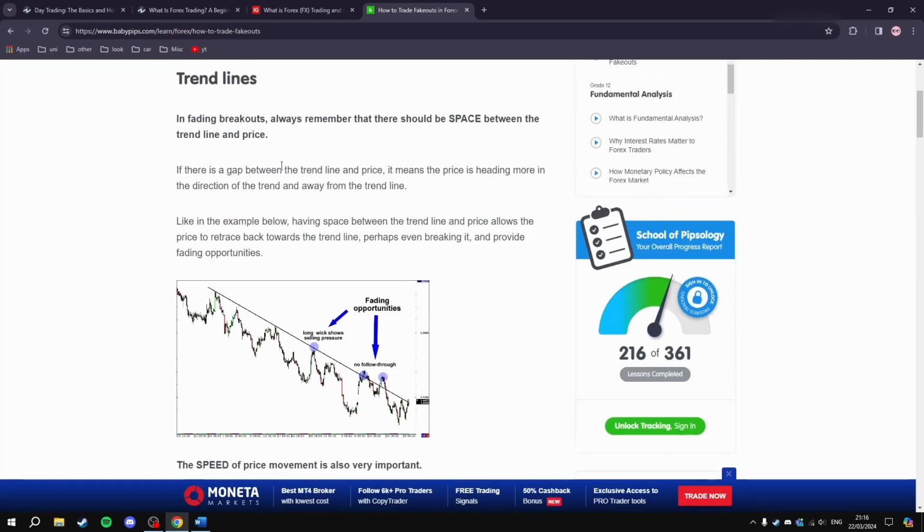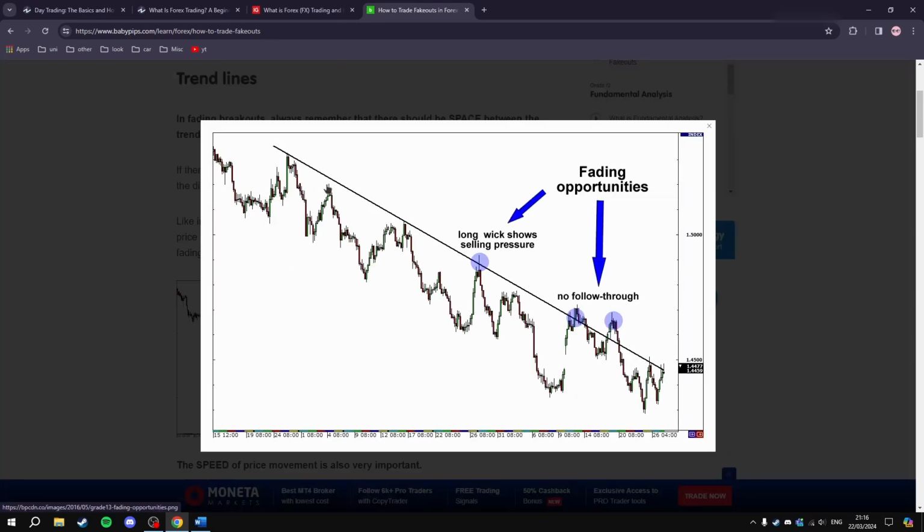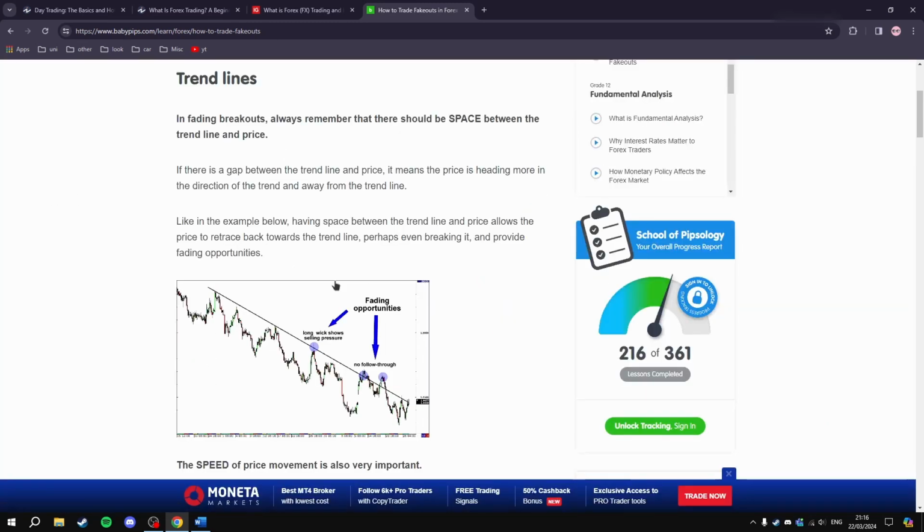If there is a gap between the trend line and price, it means the price is heading more in the direction of the trend and away from the trend line. Like in the example below, having space between the trend line and price allows the price to retrace back towards the trend line, perhaps even breaking it and providing fading opportunities.